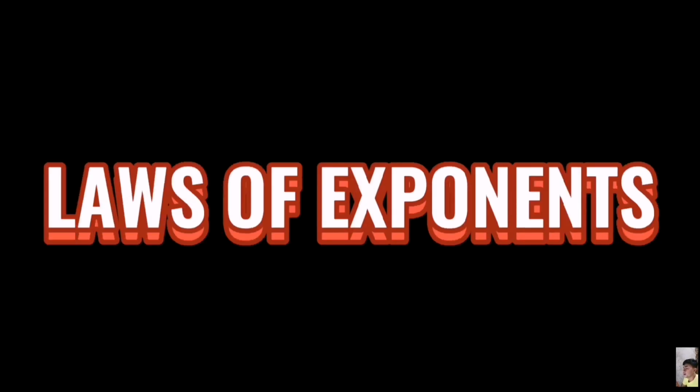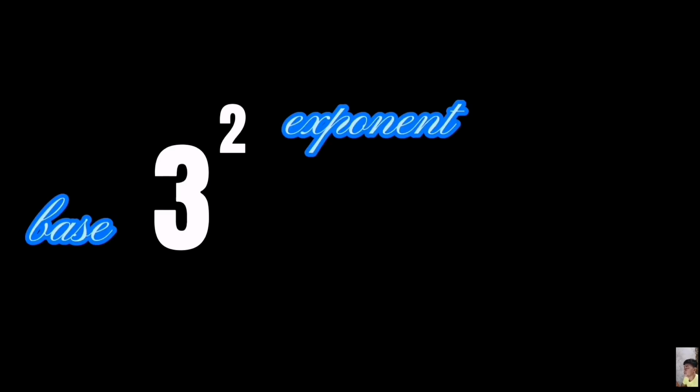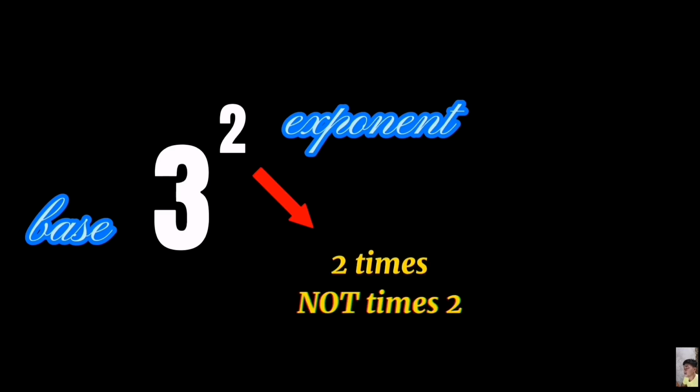Today we're going to talk about the laws of exponents, the fundamental laws of exponents where all other laws arose from. But first we have to be very familiar with the meaning of an exponent and its base. Say for example, we have 3 raised to 2. In this case, 3 is the so-called base and 2 is the exponent, which tells us how many times the base is to be used as a factor.